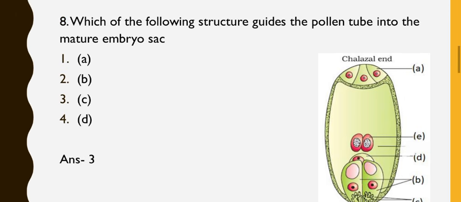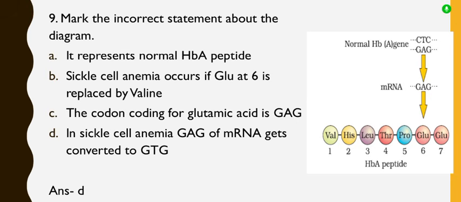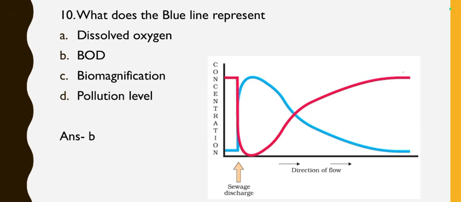Which of the following structures guides the pollen tube into the mature embryo sac? It is option 3, C, synergids, filiform apparatus. Mark the incorrect statement about the diagram. The incorrect statement is in sickle cell anemia, GAG of mRNA gets converted into GTG, option D. What does the blue line represent? The blue line represents BOD, biochemical oxygen demand.